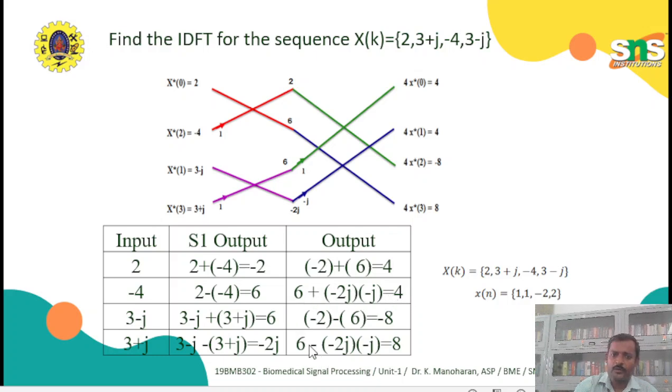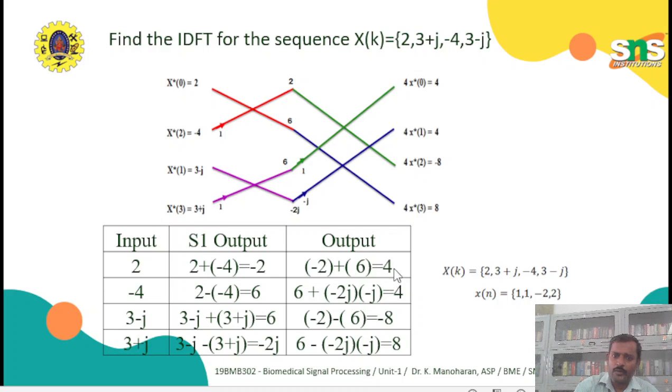And come to the down leaf. So instead of plus, we need to put a minus. So 6 minus minus 2j into minus j. So now minus 2 into minus becomes a plus. j into j, so j square, that also becomes minus. This minus and this minus becomes plus. So we get 6 plus 2, that is equal to 8.